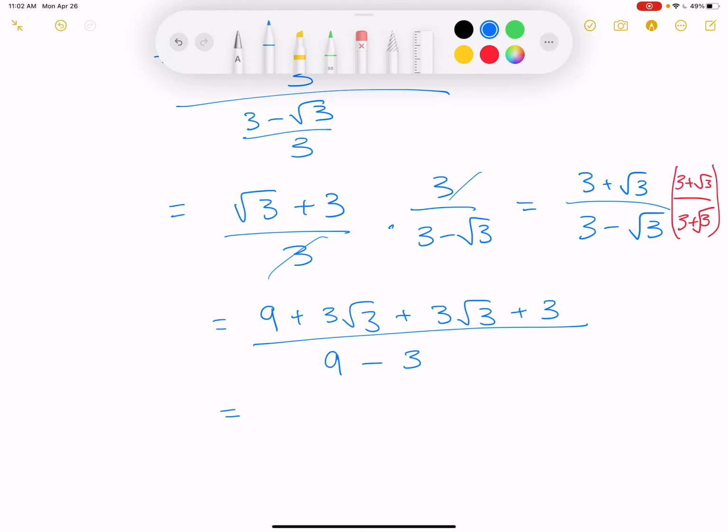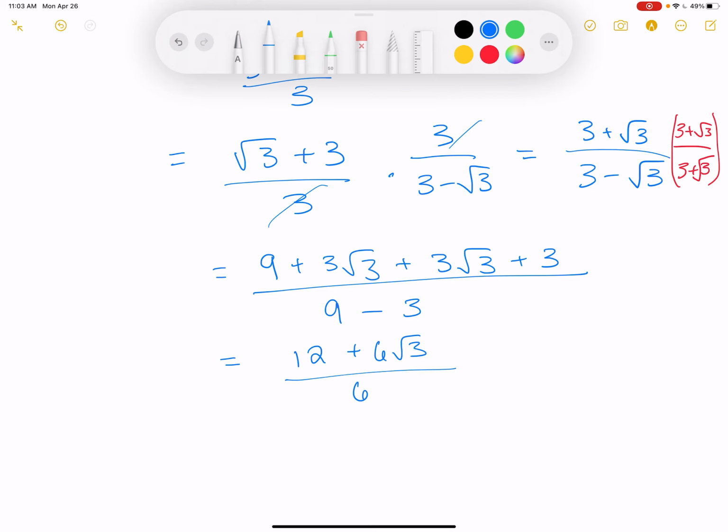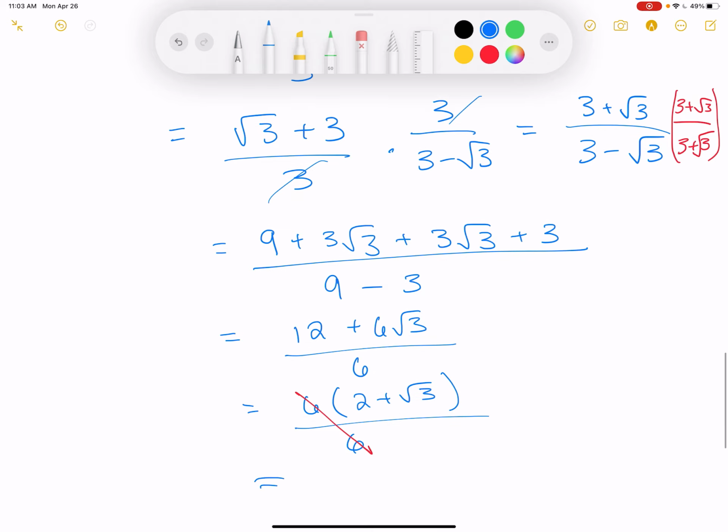So then on top, I've got 9 plus 3 is 12, plus 6 square root of 3, over 9 minus 3 is 6. Can you take a 6 out of the top? Yes, because both pieces have a factor of 6. So this will be 6 times 2 plus the square root of 3 over 6. And now I can cancel the 6's, leaving me with 2 plus the square root of 3.